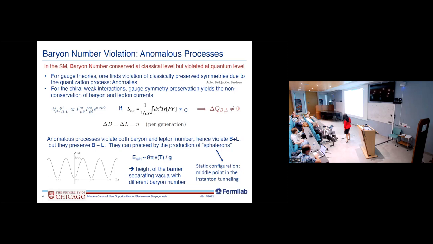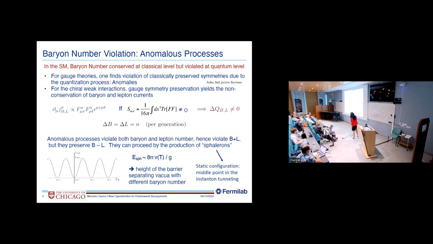And the instanton is like the semi-classical configuration that connects, by tunneling, two vacua in field space of different baryon number. So if this is different from zero, then this is a connection, and I can violate baryon and lepton number. I can go through tunneling from one vacuum to another vacuum. Which means that in the Standard Model, anomalous processes violate both baryon and lepton number, and as I said, they violate B plus L, but they preserve B minus L.